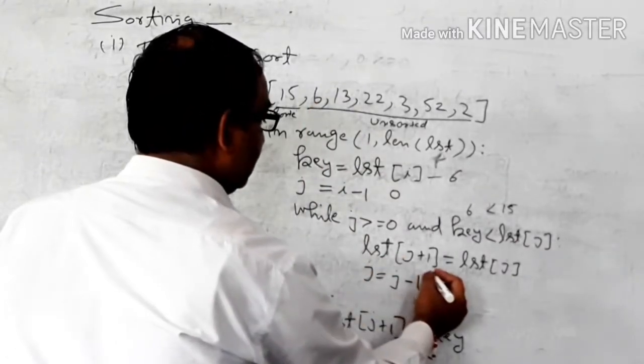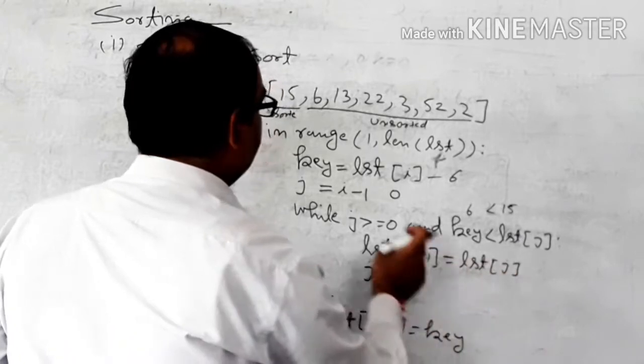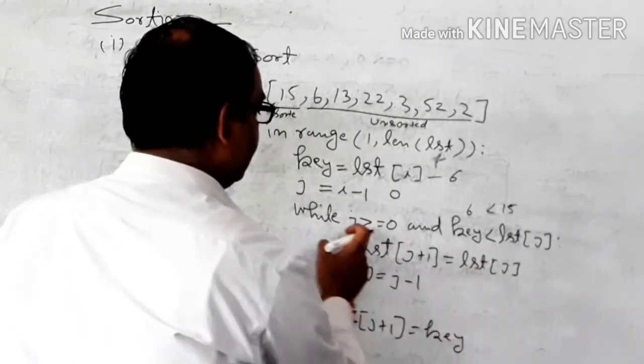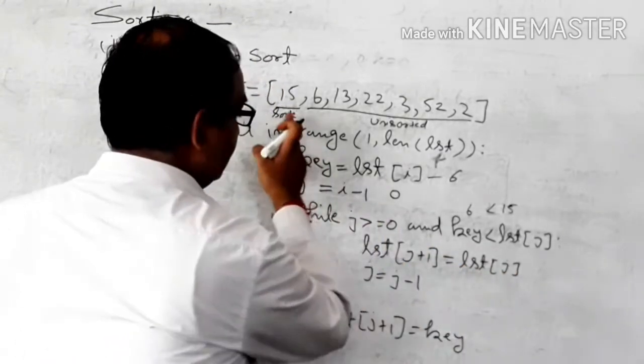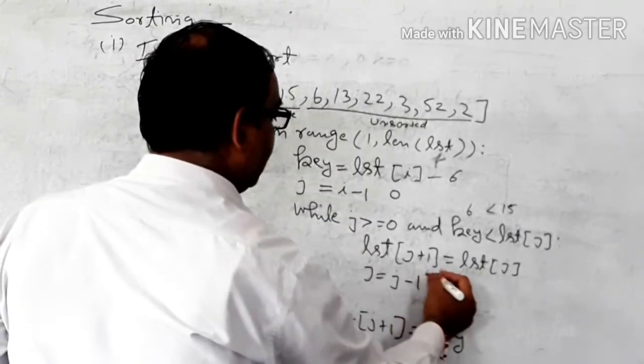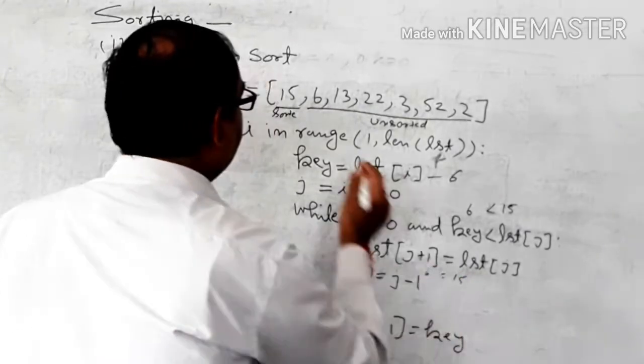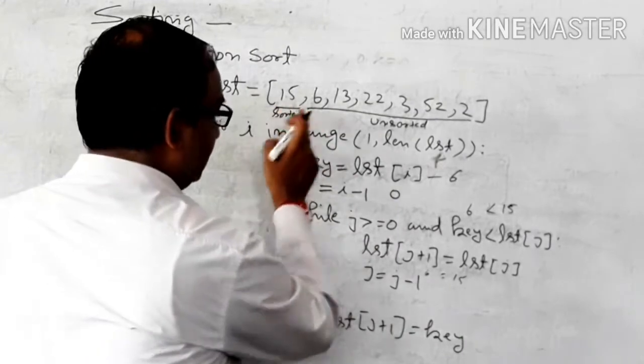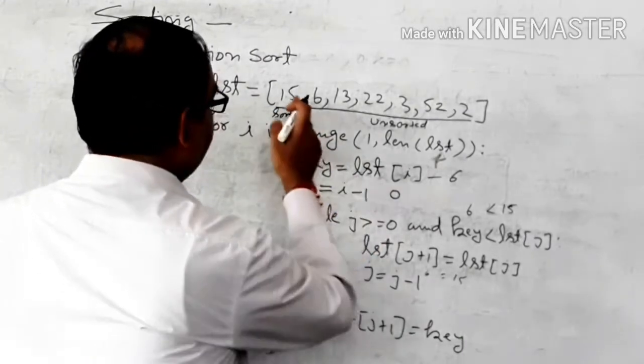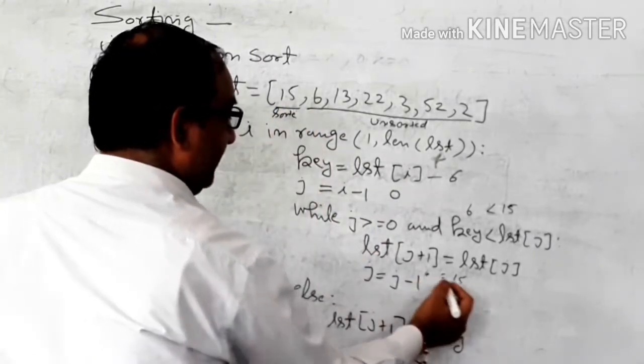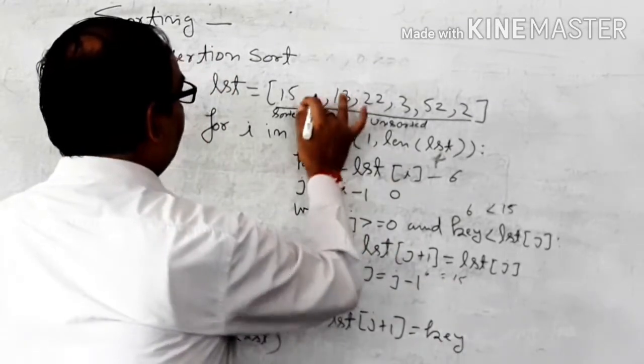So LST[j plus 1] is equal to LST[j]. Now j is 0, so it means that this position is equal to 15. Now this position again contains 15.